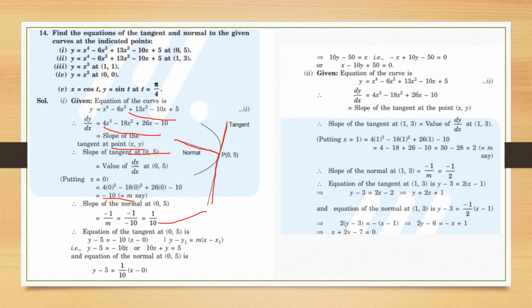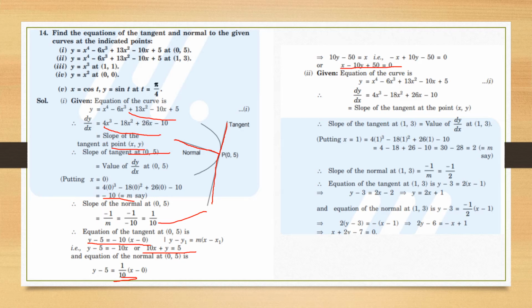The equation of tangent at 0, 5 using y minus y1 equal to m times x minus x1. This is your 10x plus y equal to 5. And equation of normal will be y minus y1. Here the only change is in the slope. Slope will be 1 by 10 times x minus 0. So in this case, the equation becomes x minus 10y plus 50 equal to 0.